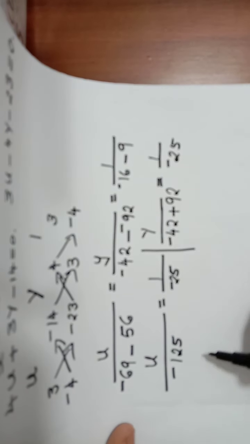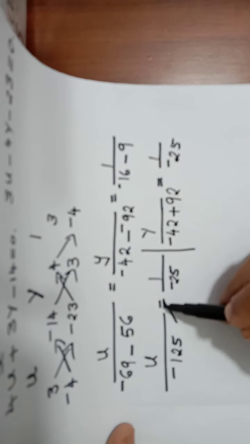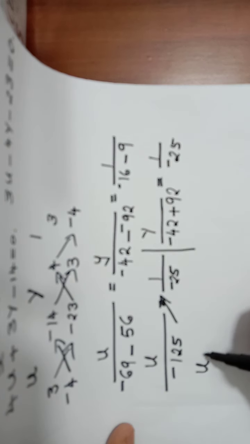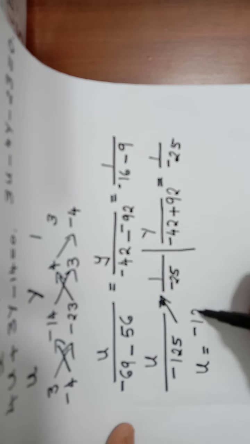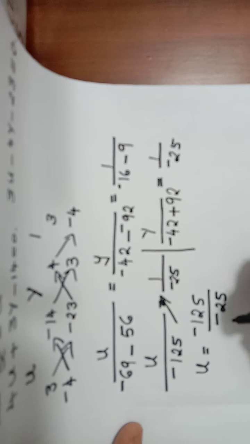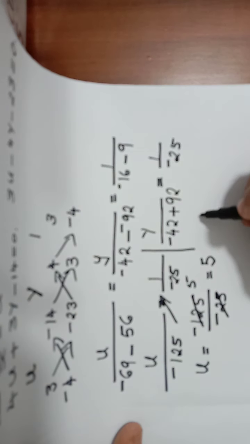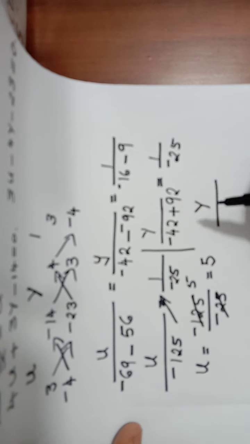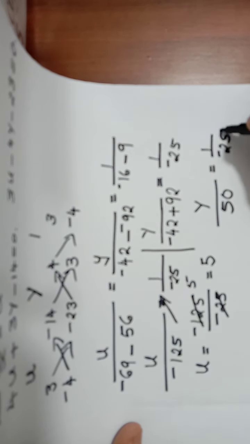Now let us get the answer. So here, transferring to the other side, u is equal to negative 125 divided by negative 25. How many times? 25 5s are 125. 5 times. Negative goes. U is equal to 5 we are getting. Y divided by the difference of this, 92 minus 42 is 50, equal to 1 by negative 25.